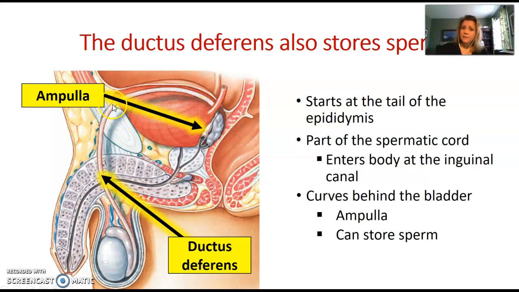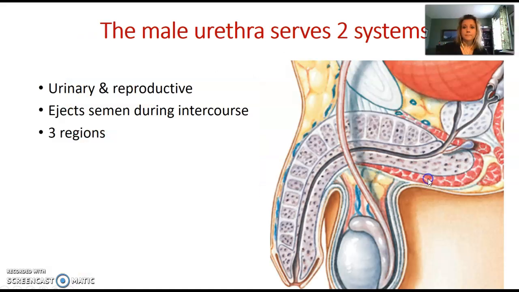But you can see that the vas deferens swings around the top portion of the urinary bladder and behind the ureter, and then it comes back around the posterior aspect of the urinary bladder, and there's this swollen portion here that's called the ampulla. The ampulla can store sperm as well, so that they don't have as far to travel during ejaculation. And then the ampulla is going to merge with a duct from another gland, which I'll talk about in a little bit. And then that's going to merge together with the urethra.